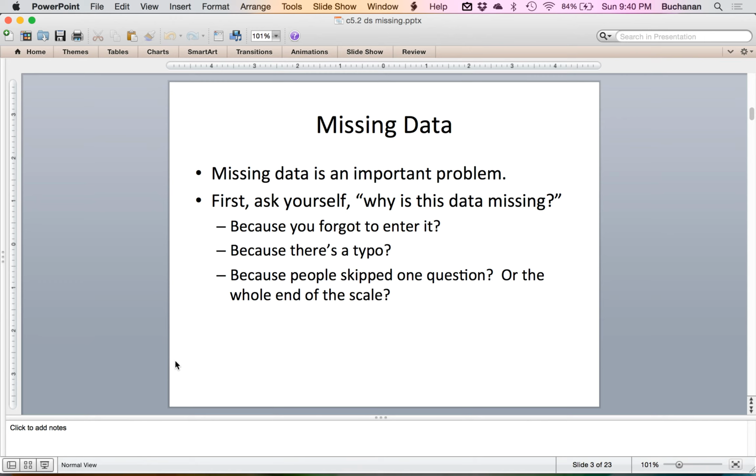Is it because everyone skipped the same question, which is problematic? Or is it because they quit halfway through because they're freshmen and we're doing intro to psych students and they got sick of taking a survey? That's happened to us a lot.